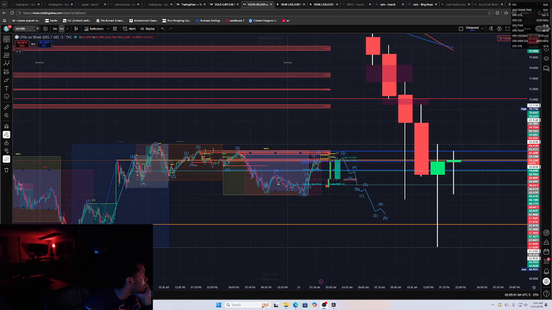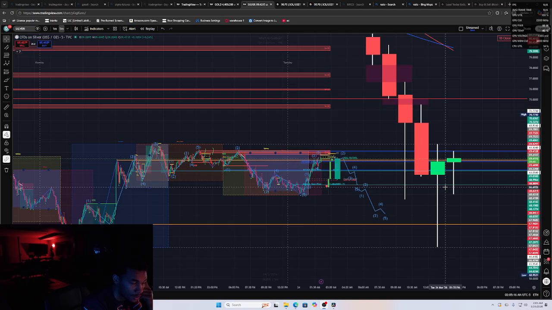See this long spinner and this large wick. I'm hoping we see London and New York finally go take liquidity the way I've been asking, or not necessarily dependent on, but the way I've been assuming that they would.